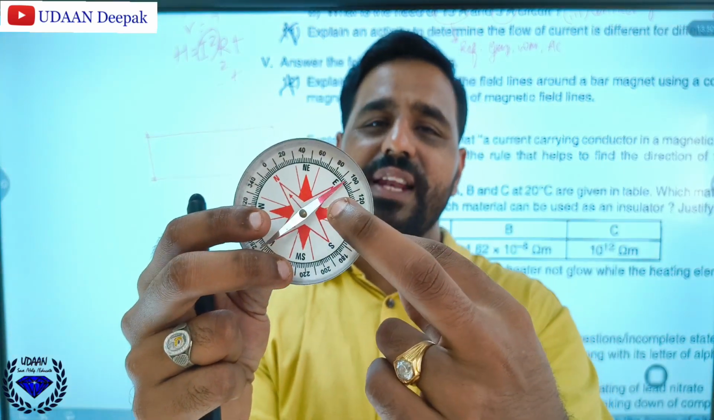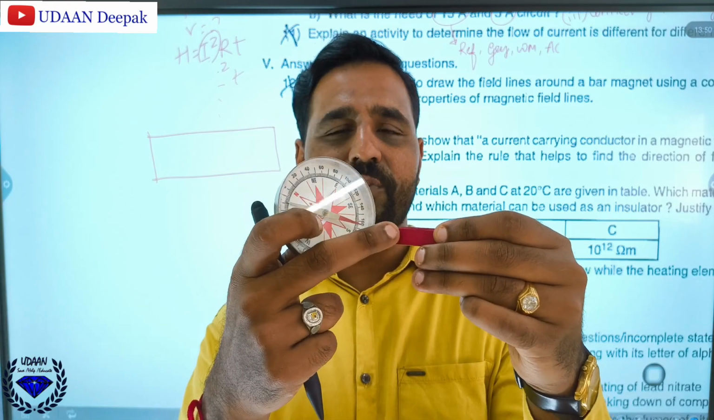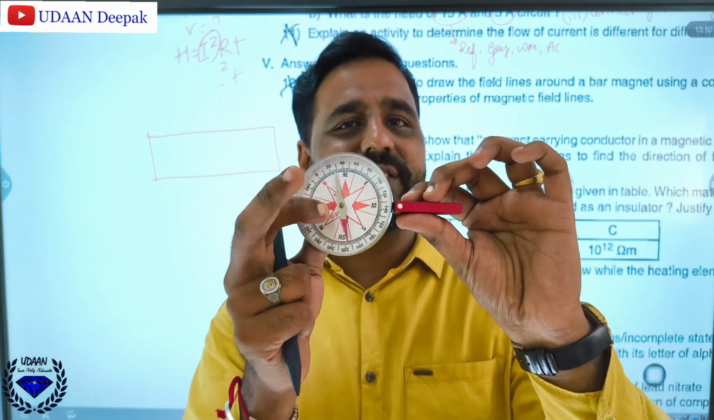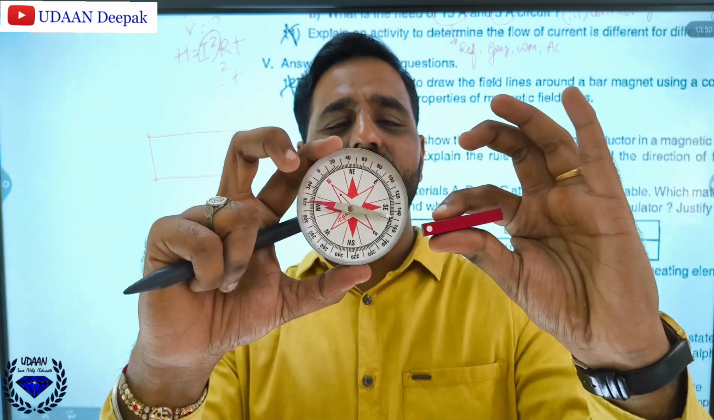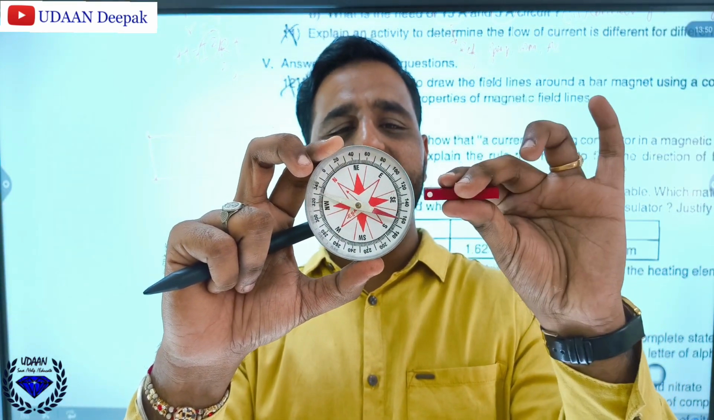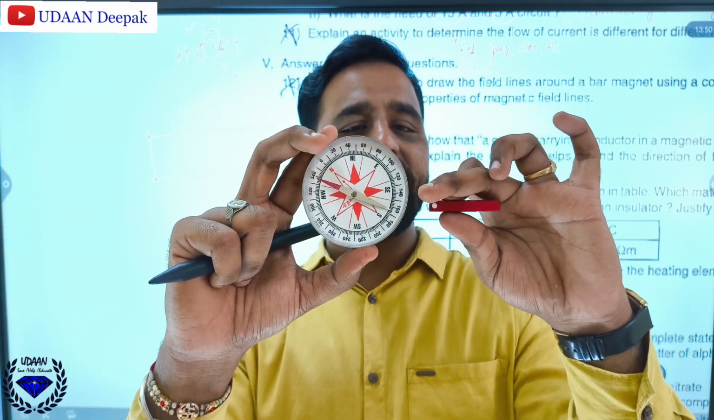The red color indicates the north pole. Now what is happening here? The north pole is touching this, so this is the south pole, because like poles repel each other. And if I just twist it, you can find this will also rotate. You can just see how it is rotating. The pointed one is the north pole, and you can see the north pole is moving away, and this is the south pole.